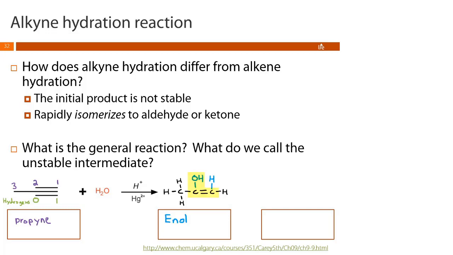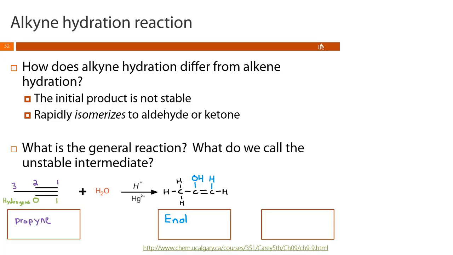An enol is a functional group where you have a carbon attached to an OH and double bonded to another carbon. So that's where the name enol comes from. En for alkene and ol for alcohol. It's a combination of an alkene and an alcohol. And like I said earlier, this is an unstable product, so it's going to isomerize into either an aldehyde or a ketone. The full mechanism of this reaction is a little outside the scope of this class, so we're just going to talk about a simplified version of that.